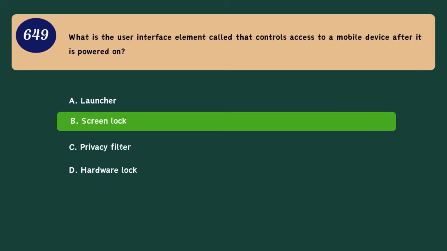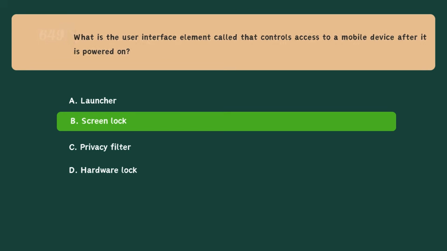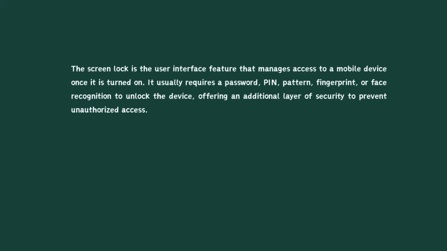Correct answer. B. Screen lock. The screen lock is the user interface feature that manages access to a mobile device once it is turned on. It usually requires a password, PIN, pattern, fingerprint, or face recognition to unlock the device, offering an additional layer of security to prevent unauthorized access.